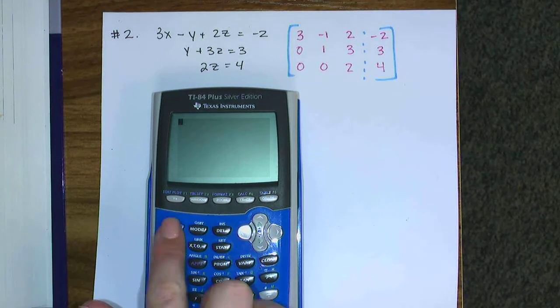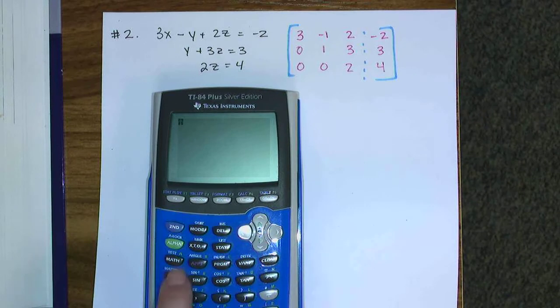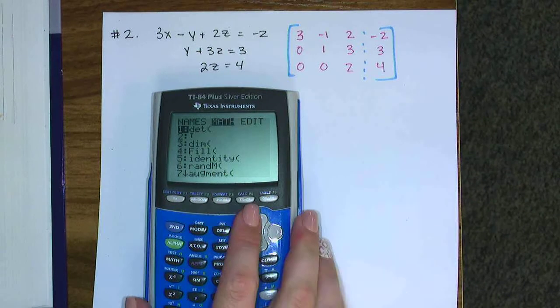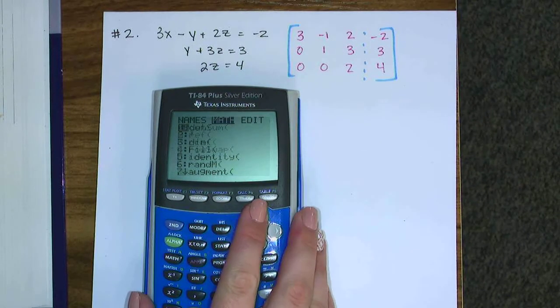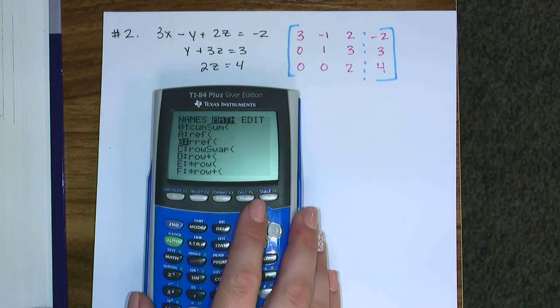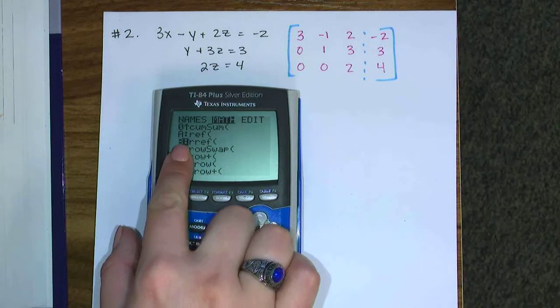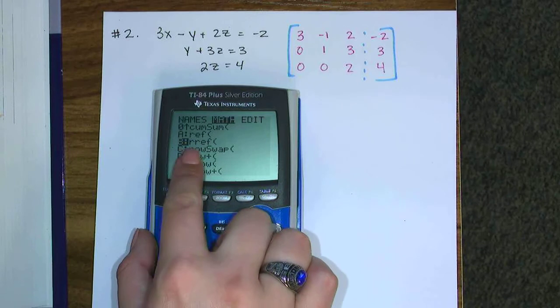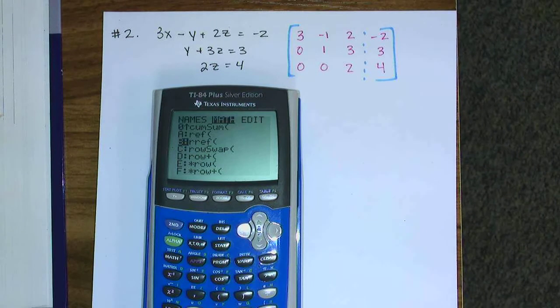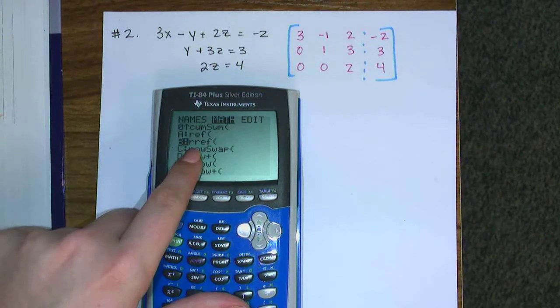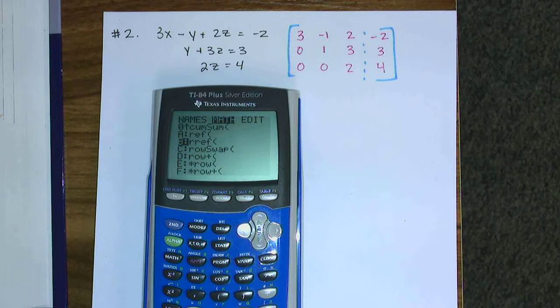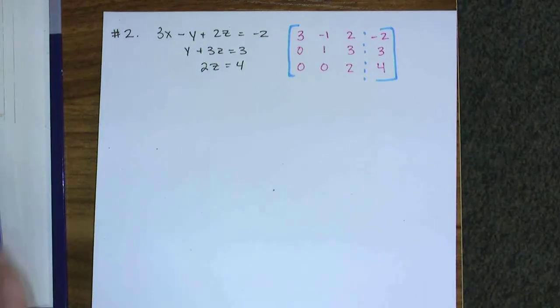Second quit. And now you're going to go to second matrix, and you're going to go to math. Now, we're going to use RREF. It's letter B for me. I'm assuming it is for you, but RREF. That means row reduced echelon form. So let me make a note of that here.